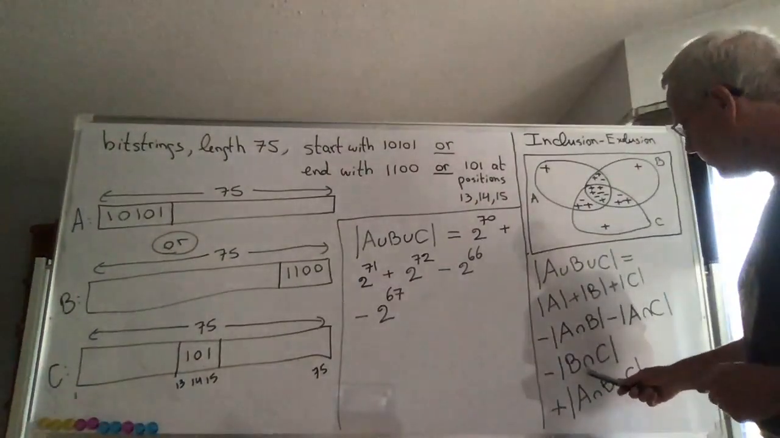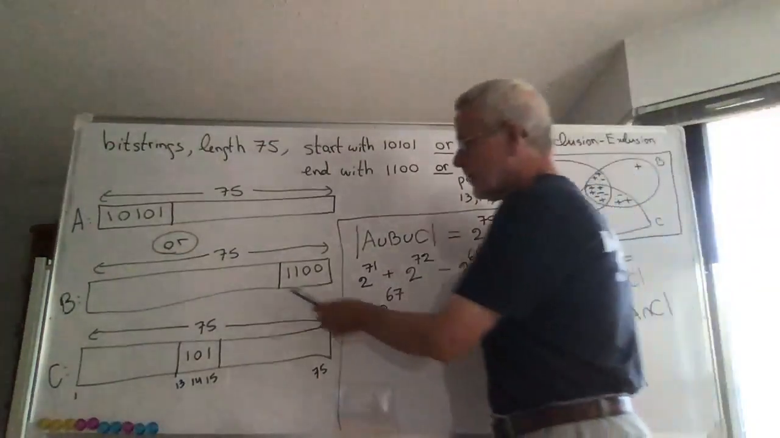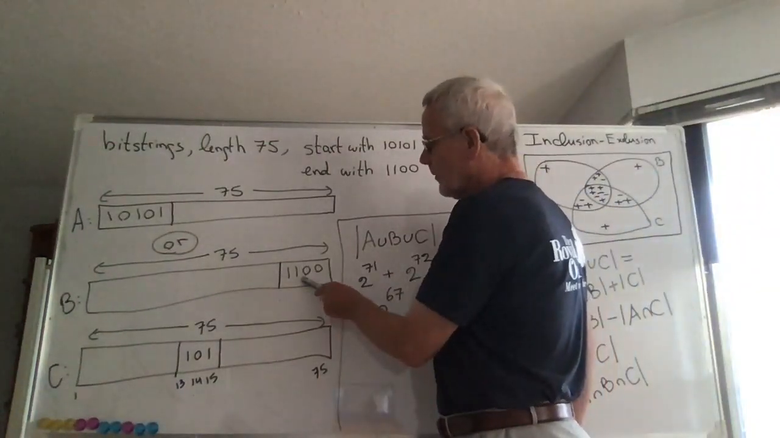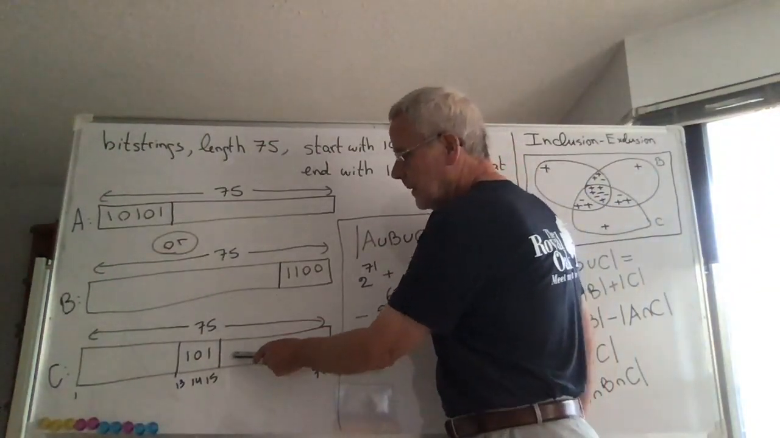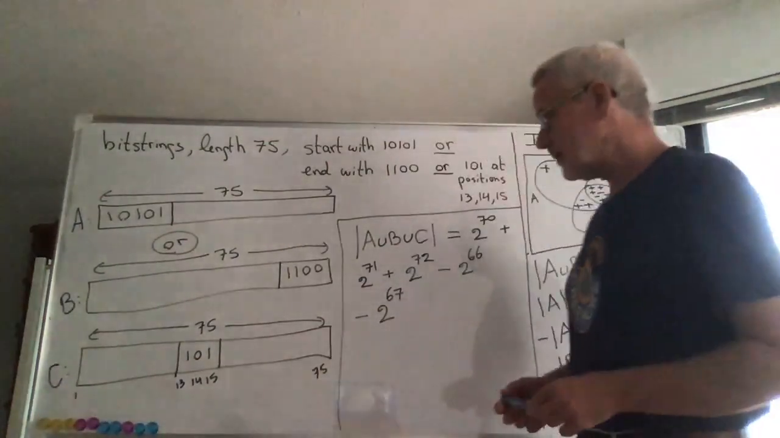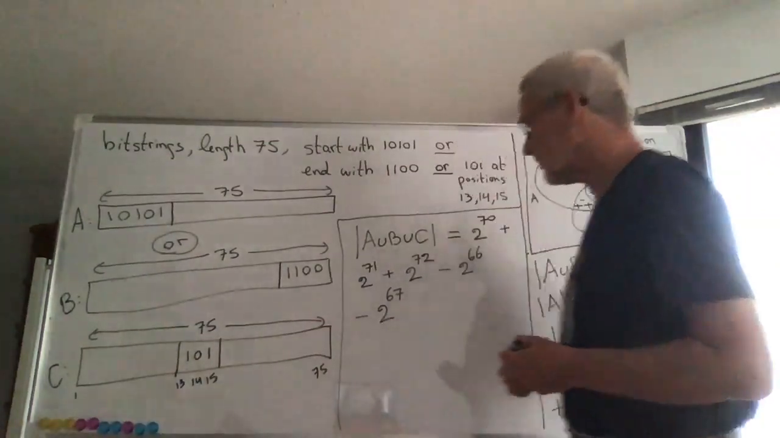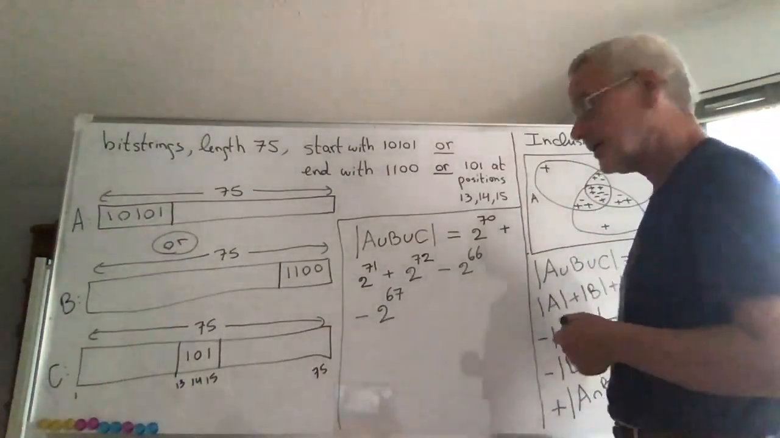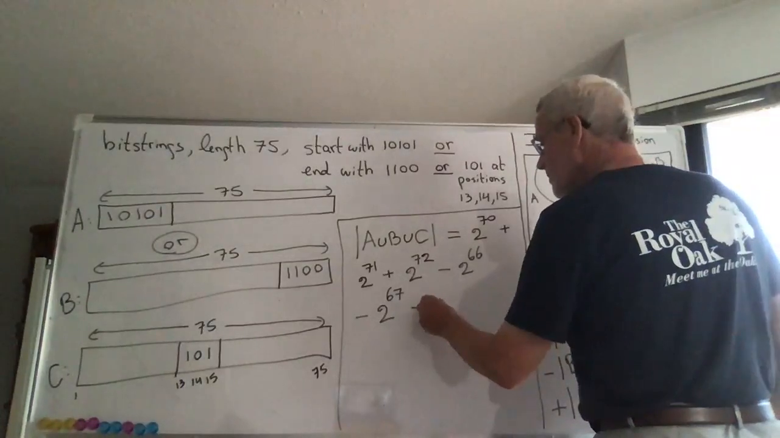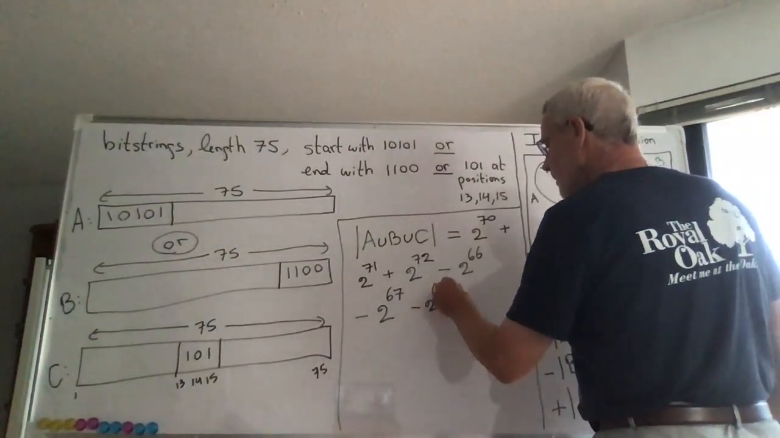The next term is B intersected C, so the last 4 bits are fixed, and these 3 bits are fixed. So if you are in B and in C, then 7 bits are fixed. So we have to choose 68. So we subtract 2 to the power 68.